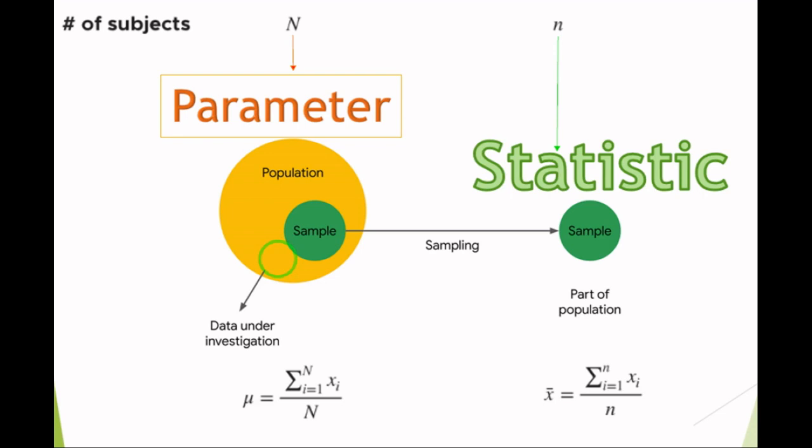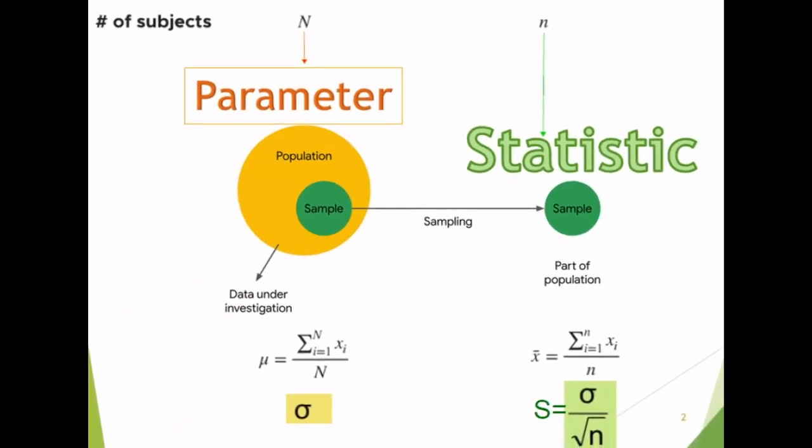Now let's move on to calculating the standard deviation of the population versus the standard deviation of the sample. As you can see here, the standard deviation of the population is shown with this Greek letter, which is sigma, whereas the standard deviation of a sample is shown with letter S. And how these two are related: the standard deviation of a sample equals the standard deviation of the population divided by the square root of small n, which is the number of individuals in a sample.